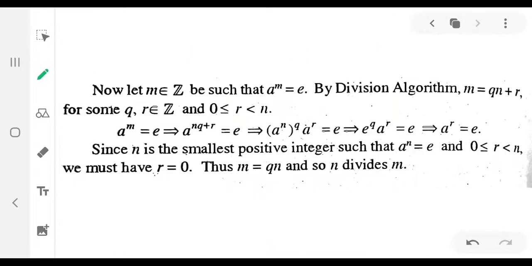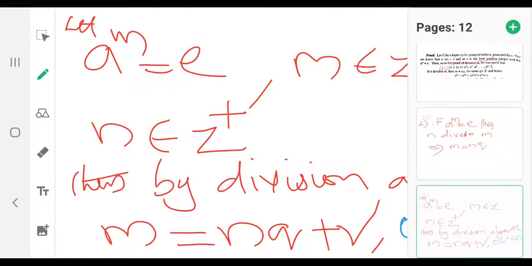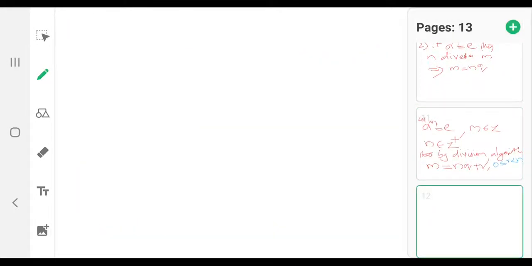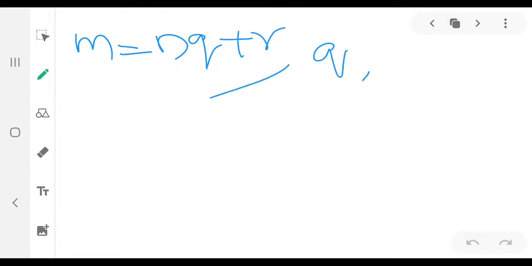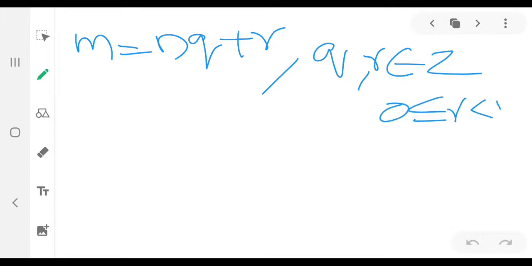So by the division algorithm we can write m is equal to nq plus r, where q and r belong to Z. q and r are elements of Z, and 0 less than or equal to r less than n. This is the important concept.